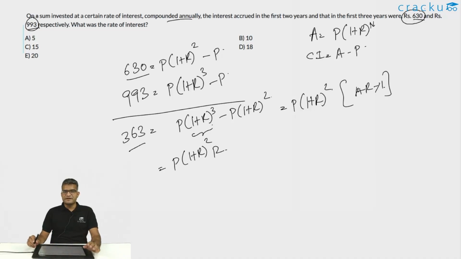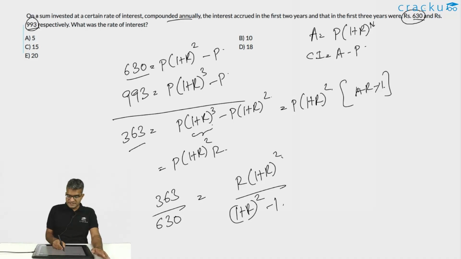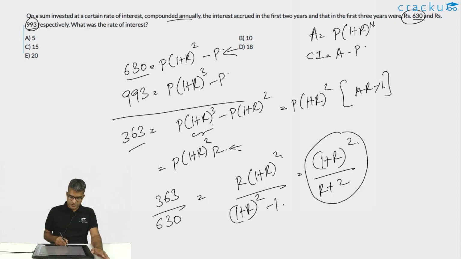This is 363, this is 630. We can divide one equation by the other equation. So 363 divided by 630 is equal to r into (1 plus r) whole square divided by (1 plus r) whole square minus 1. We have just cancelled p in the numerator and in the denominator. This is equal to (1 plus r) whole square divided by r plus 2. So (1 plus r) whole square divided by r plus 2 is 363 divided by 630.